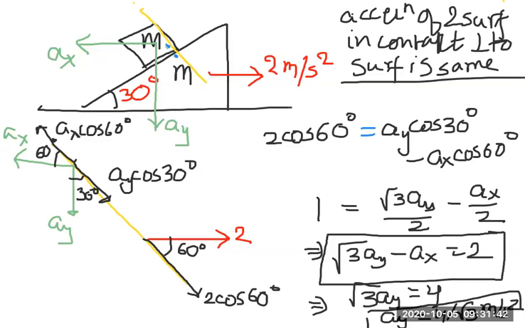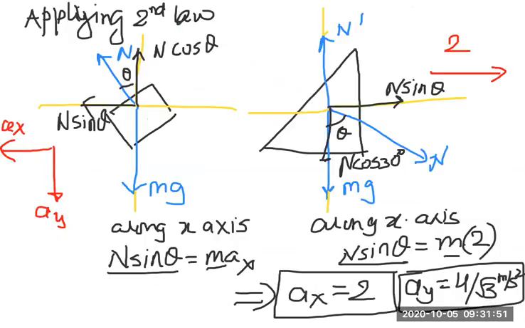Right, so this is definitely a very weird problem, but this is how you solve it. I hope this is understood. So I could not solve it just by using the constraint equation. It was not possible. I had to apply the second law to get the second relation, that ax is equal to a, and once I got ax is equal to 2, then finding ay was easy.